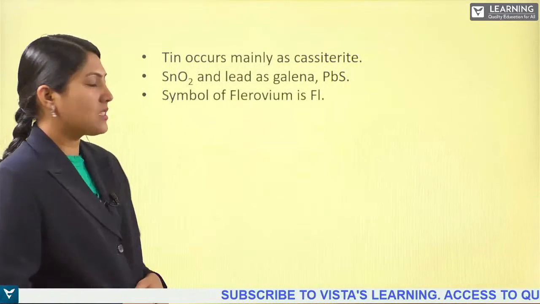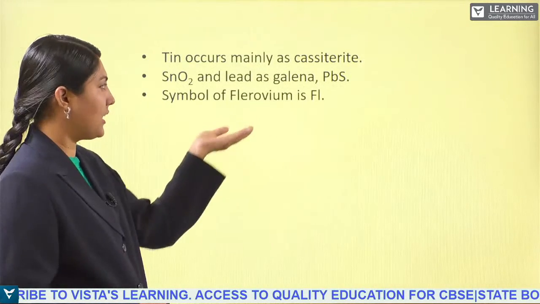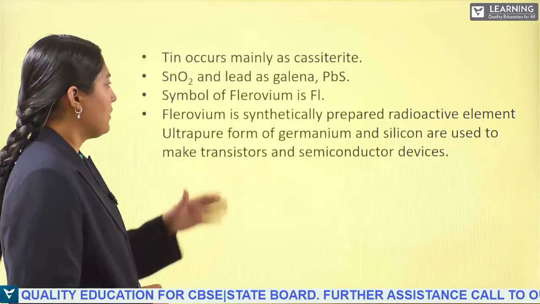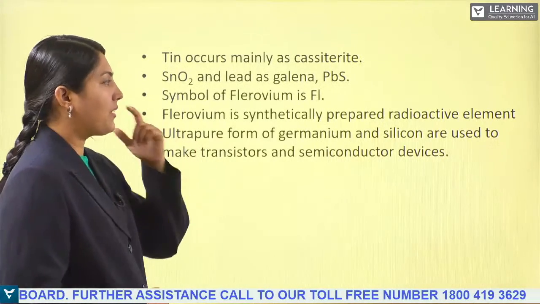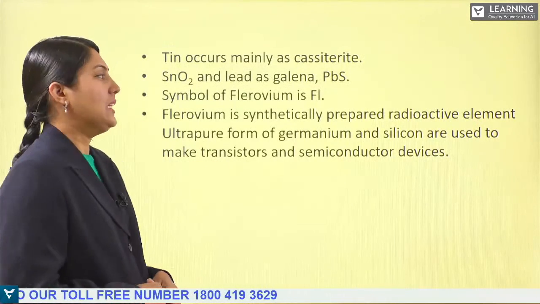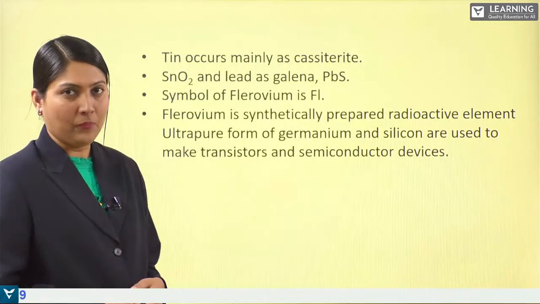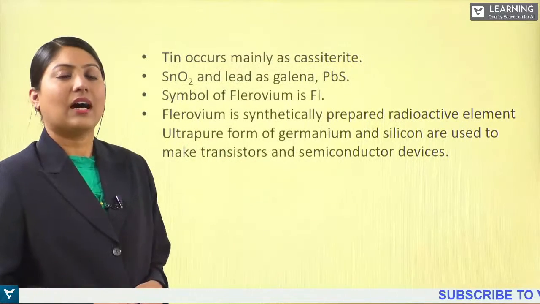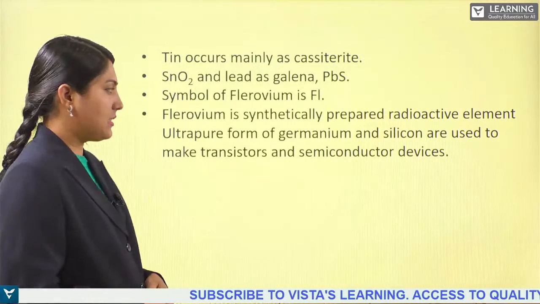The symbol for flerovium is Fl, and this is a radioactive element, the largest or the last element of this group. So this is a synthetic one. We are preparing this. Ultra pure forms of germanium and silicon are used to make transistors and semiconductors. As we know, we just saw the video, right? This germanium and silicon are used as semiconductors, and they are used in the formation of transistors.